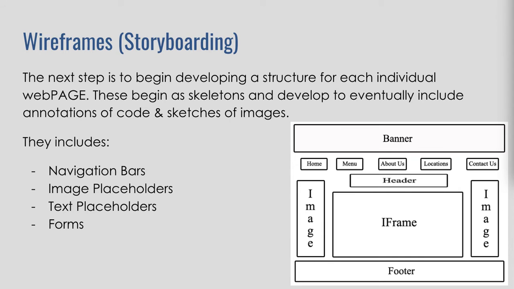Once you've got all that done, you need to do that for each page. So if you have 7 pages in your website, then you should expect to have 7 wireframes that you draw up. For consistency, we usually find that there are common elements that are identical across all of the pages in our site. For example, you can see here I've got a menu bar that has home, menu, about us, locations, contact, a navigation bar of buttons.